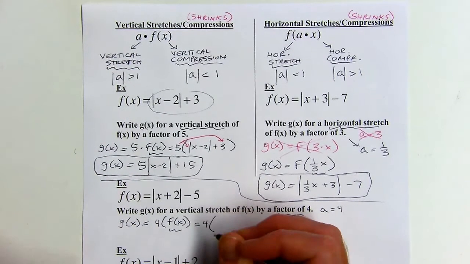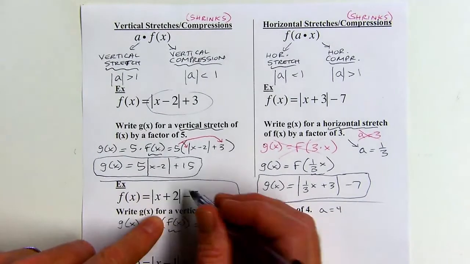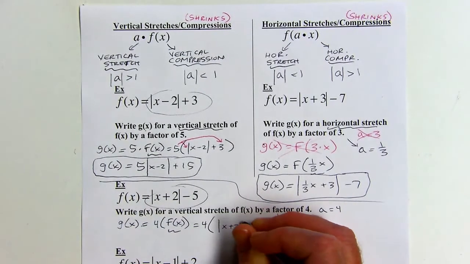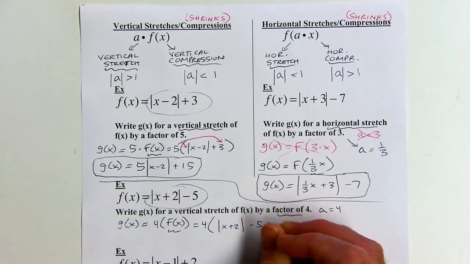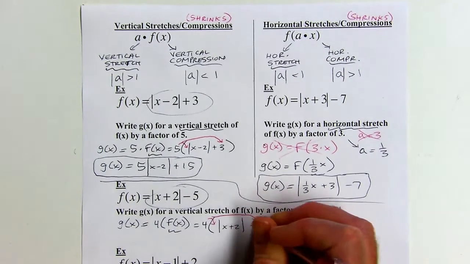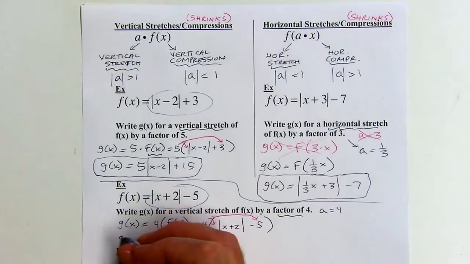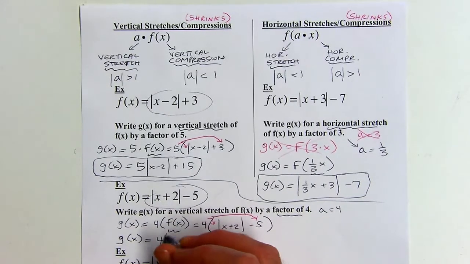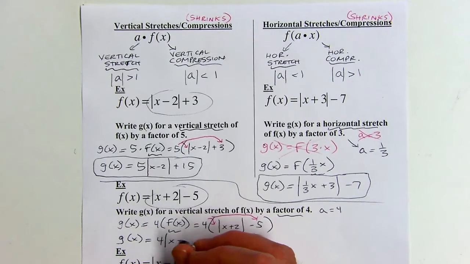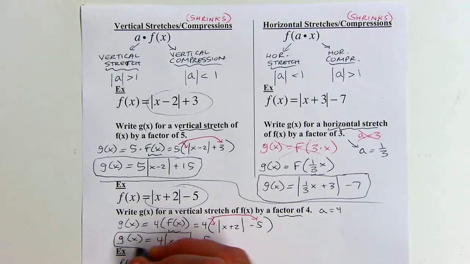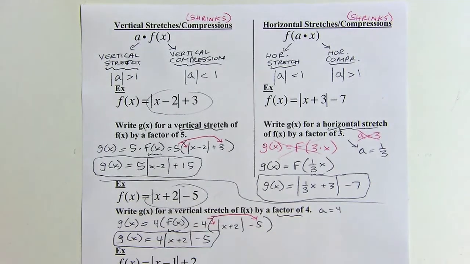So f of x is, I almost looked at the wrong one, is all of this. And again, I use parentheses there because I want to remember to distribute the 4 in those 2 spots. So g of x is going to be 4 times the absolute value of x plus 2 minus 5. Okay.